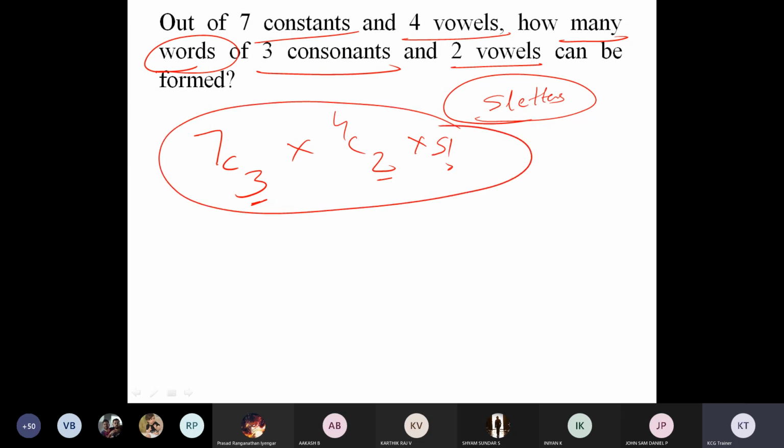This will be your answer, where both combination and permutation have been executed. In selection of letters, we will always use both combination and permutation. Everyone understood or not? It's a very easy concept. So you will have similar types of questions. Do you want me to give more questions like this?